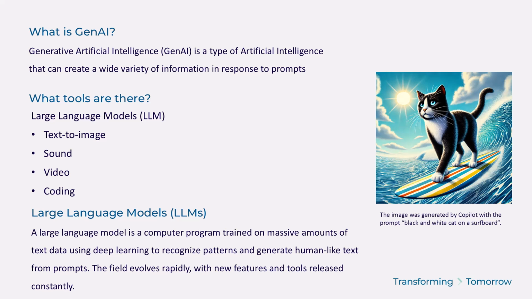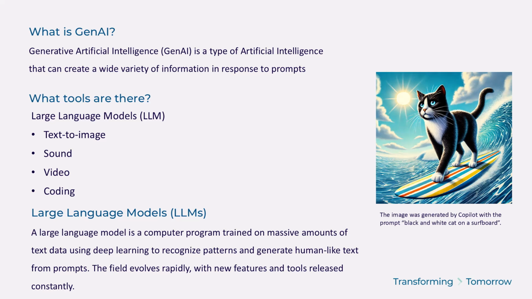GenAI is short for Generative Artificial Intelligence, and it is a type of artificial intelligence that can create a wide variety of information in response to prompts. The outputs of these tools include images, videos, audio, code, text, and more. Today we'll mostly focus on large language models, as they can be a useful tool for general study purposes.